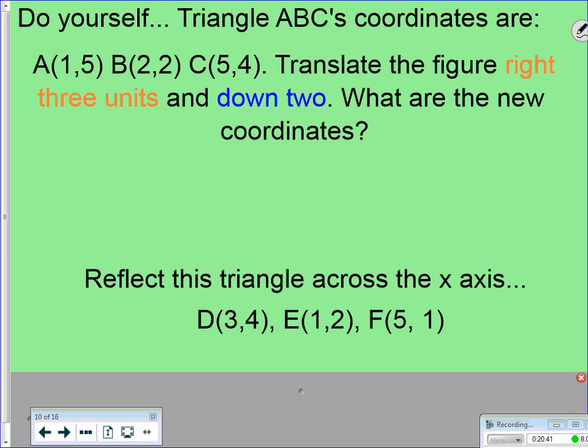It's right 3. If it's right 3, we got to add 3. So it'd be 4, 3 for A. So for B, it should be 5, 0. For C, it should be 8, 2. Then if you're going to reflect across the X, you're going to change the Y. So D should be 3, -4, 1, -2, 5, -1.